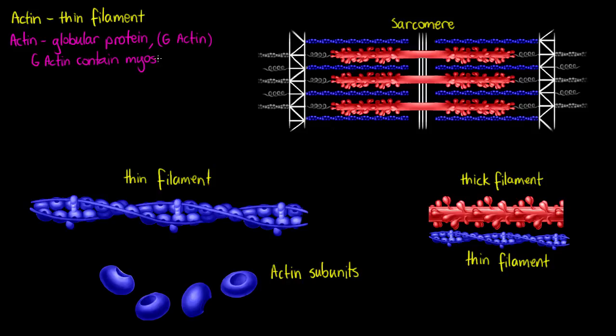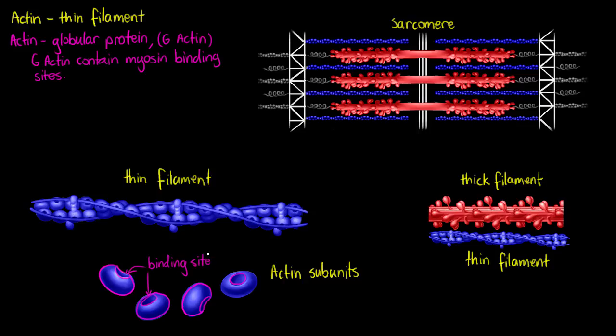And our G-actins are going to be where we will find our myosin binding sites. So G-actin contain the myosin binding site, and I'll show them down here. So we've got these individual actin subunits down here, our G-actins. So we've got a few of them there, and we can see that they have a binding site on them. So they've got this binding site here, and also here. And this is where the myosin of our thick filament is going to interact with our actin. So it's the binding site.